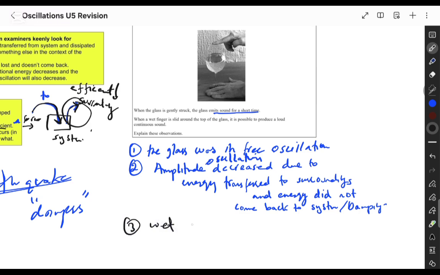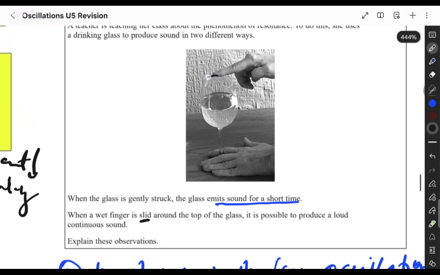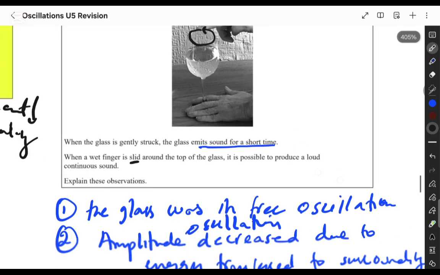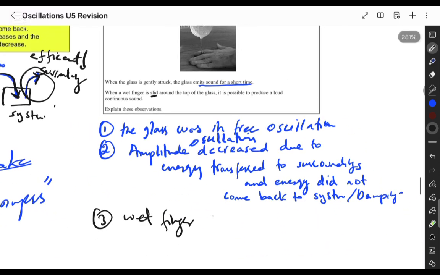So the wet finger slid around the top of the glass, right? So it was moving around the top of the glass. So there was this continuous force. So basically the wet finger caused the glass to be driven into a forced oscillation by the finger.